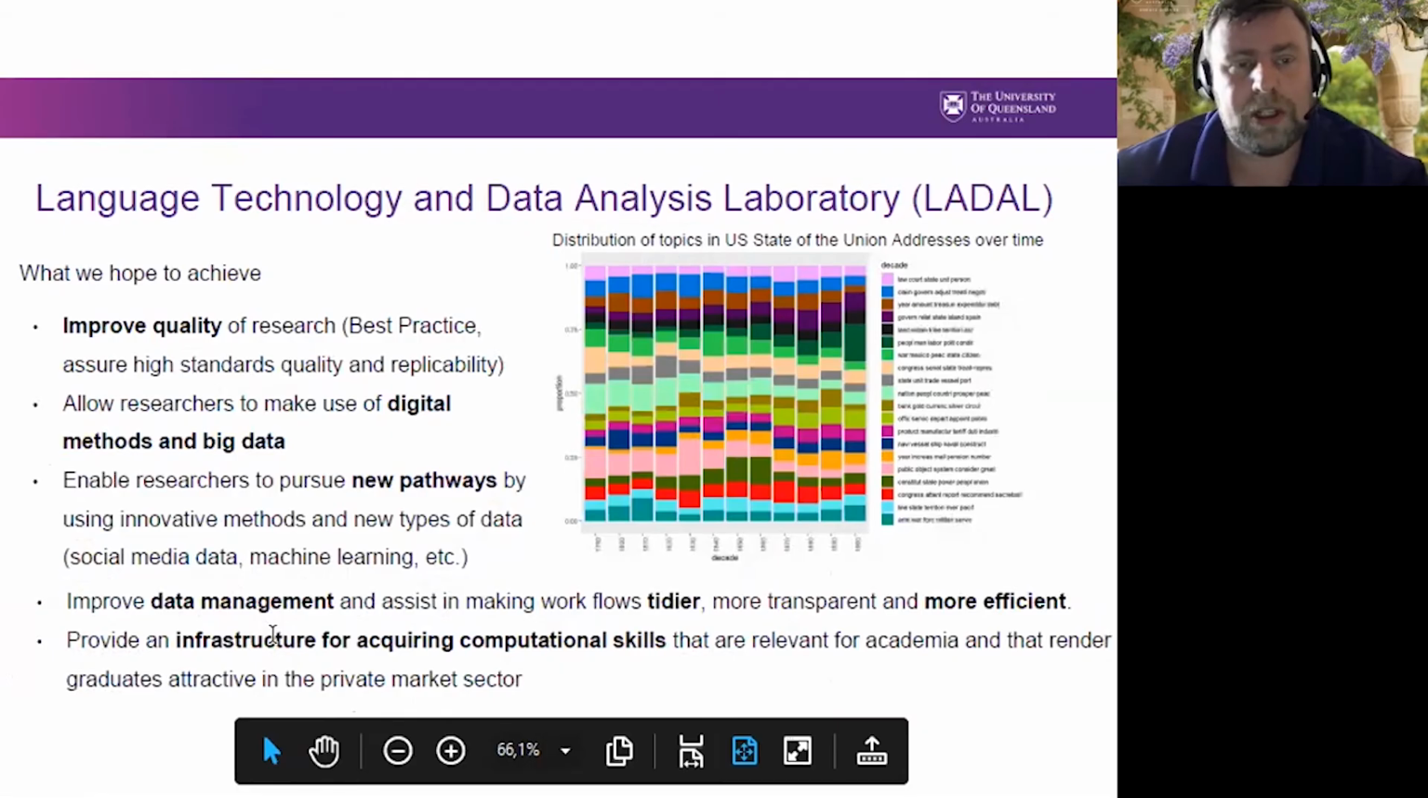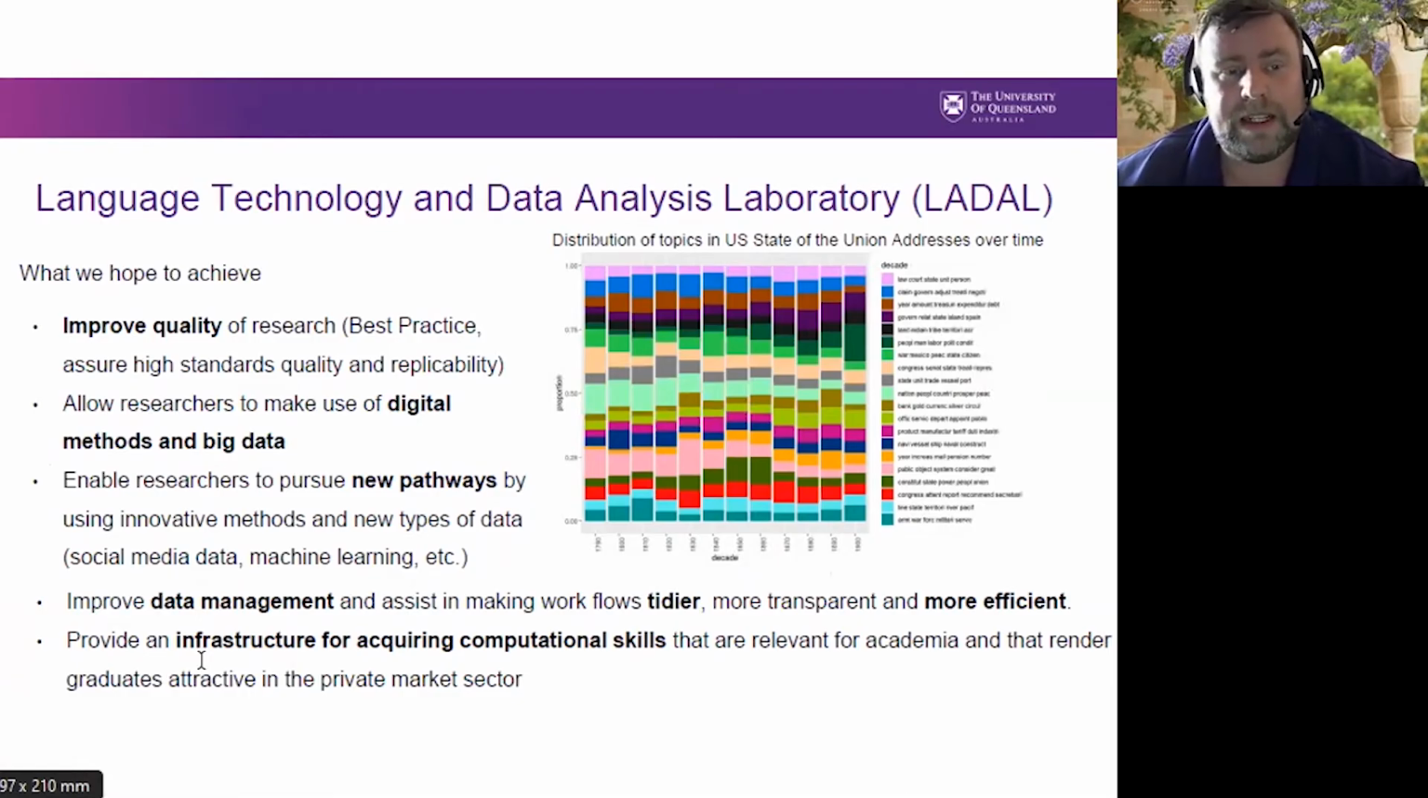What we hope to achieve is we hope to improve the quality of research by showing people how to implement certain procedures following best practices, and also to make their research reproducible and replicable. And that allows researchers to make use of digital methods using big data, right? It also enables researchers to pursue new pathways by using innovative methods and new types of data. So, for example, social media data and machine learning techniques.